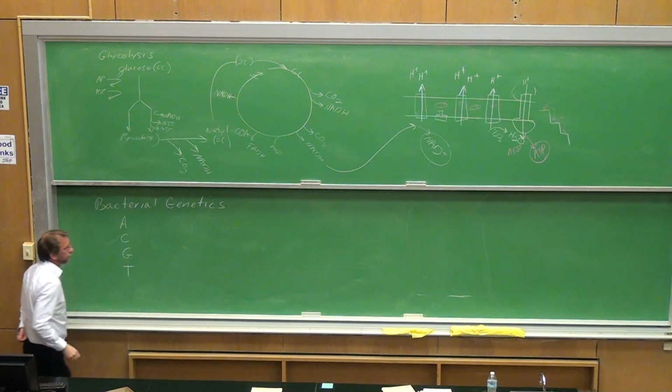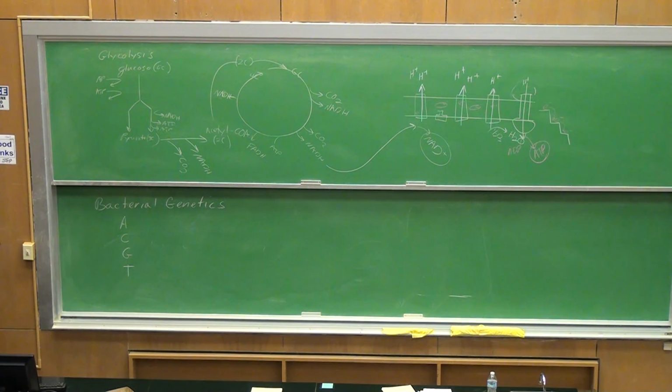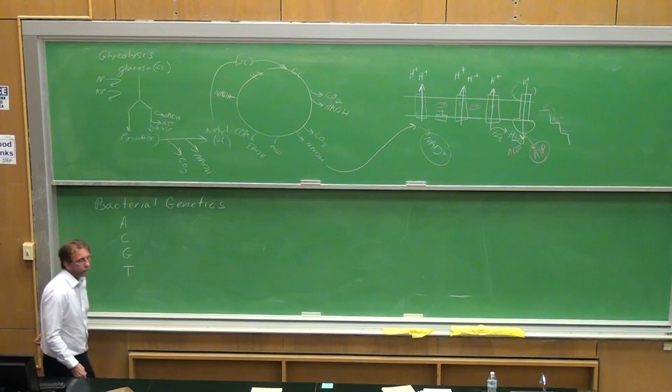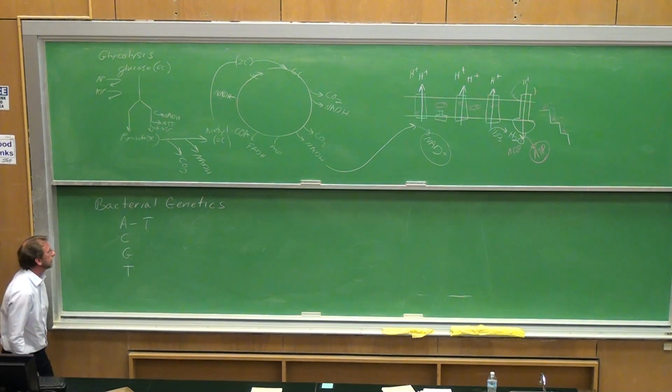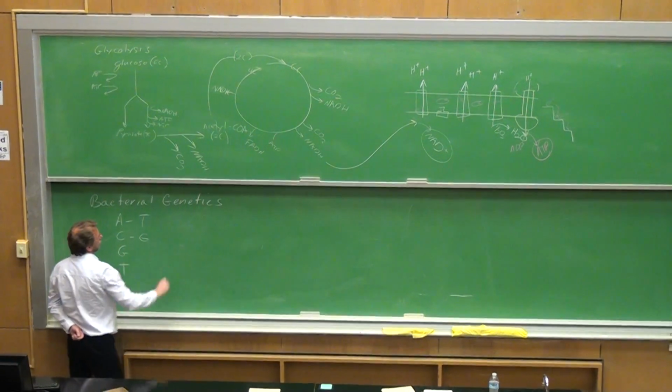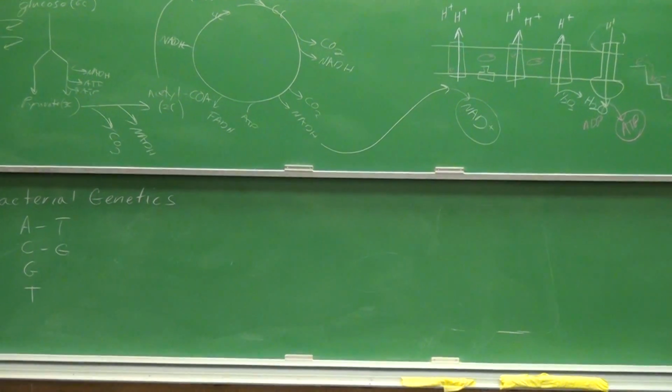Guanine and thymine. And these nucleotides pair complementary. So adenosine always pairs with thymine, and cytosine always pairs with guanine.